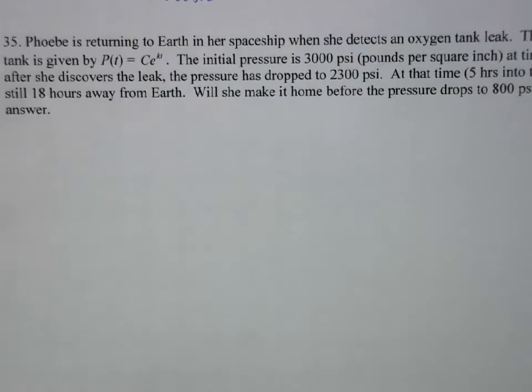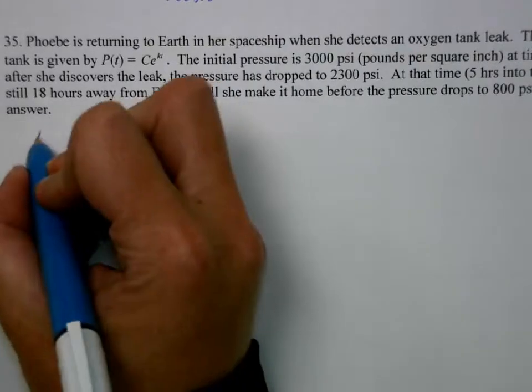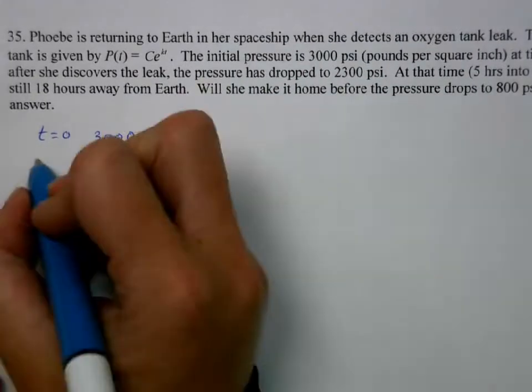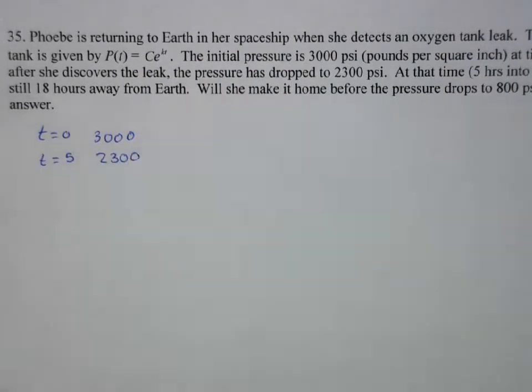All right, our next problem, Phoebe is returning to Earth in her spaceship when she detects an oxygen tank leak. The pressure in the tank is given by, and again, this is just function notation, so the pressure in terms of time is just our basic exponential guy there. The initial pressure, so when t equals 0, our pressure is 3,000 psi at time 0. 5 hours later, so t equals 5, the pressure is at 2,300. At that time, 5 hours into the trip, Phoebe is still 18 hours away from Earth. Will she make it home before the pressure drops to 800 psi?